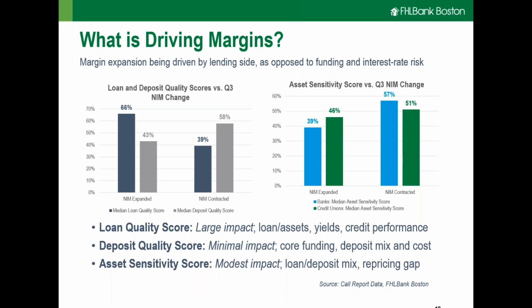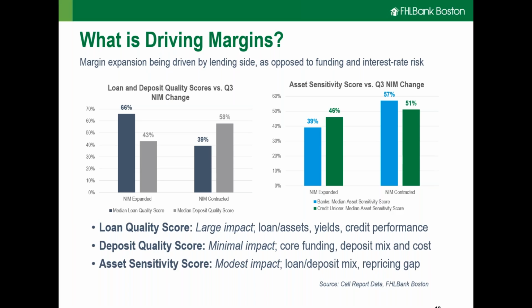So what we saw, for the chart on the left-hand side, is that for those members who saw an expansion in margin in the quarter, it was driven by the lending side of the house. So it makes sense intuitively that we're in this period of high liquidity, that the folks who are able to get that liquidity out the door, turn it into loans, were most successful, and were able to see their margin expand.